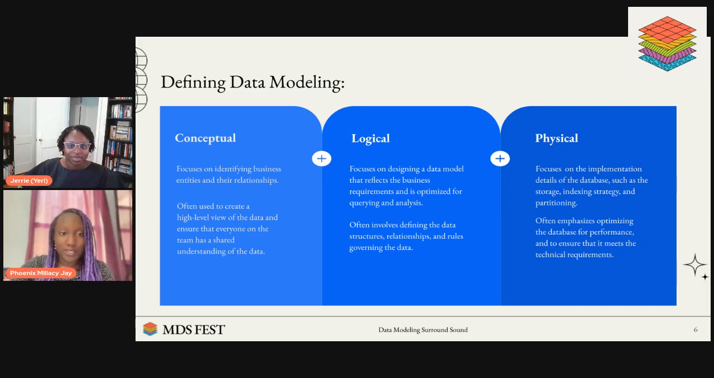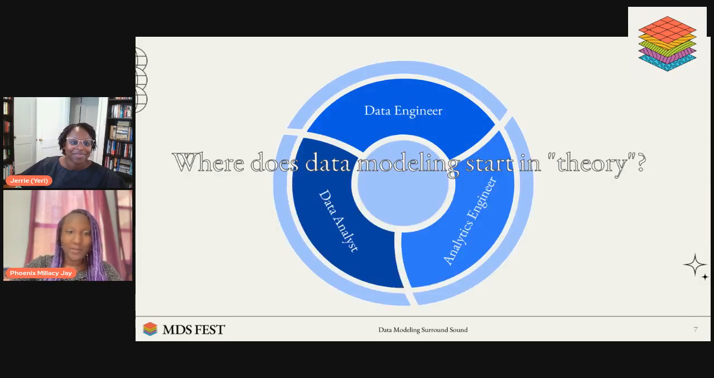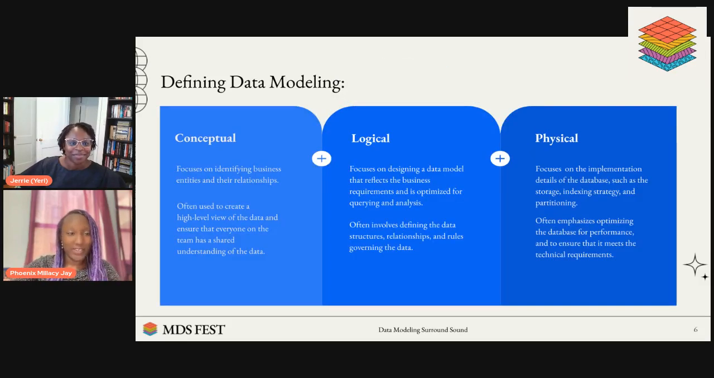And then, so we come to defining what we talked about briefly there. So conceptual, logical, physical. Conceptual, focusing on identifying the business entities and relationships, and this is where the data analysts will help come in with the business outcomes. Logical, focusing on the business requirements that Jerrie mentioned earlier, optimizing for querying and analysis. And the physical implementation from the data engineers, usually the storage, indexing, partitioning, to really make things as cost effective as possible. So yeah, these are some of the definitions to help us as we talk about our theory.